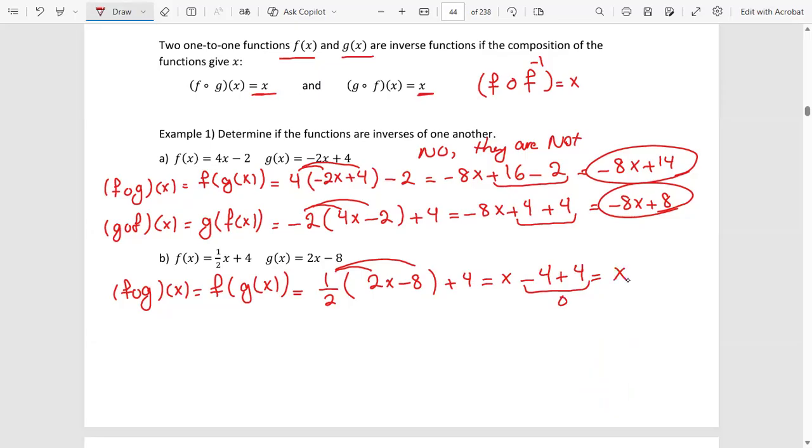Okay, I told you if the two functions are inverses, FOG and GOF, both of them must be equal to x. And you see, we got only x at the end. Let's check the other one.